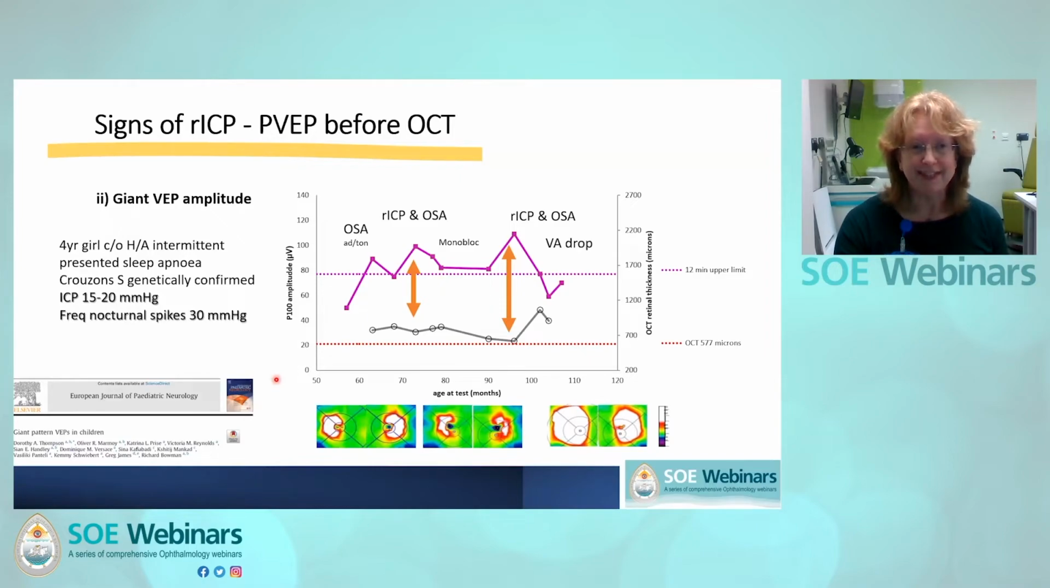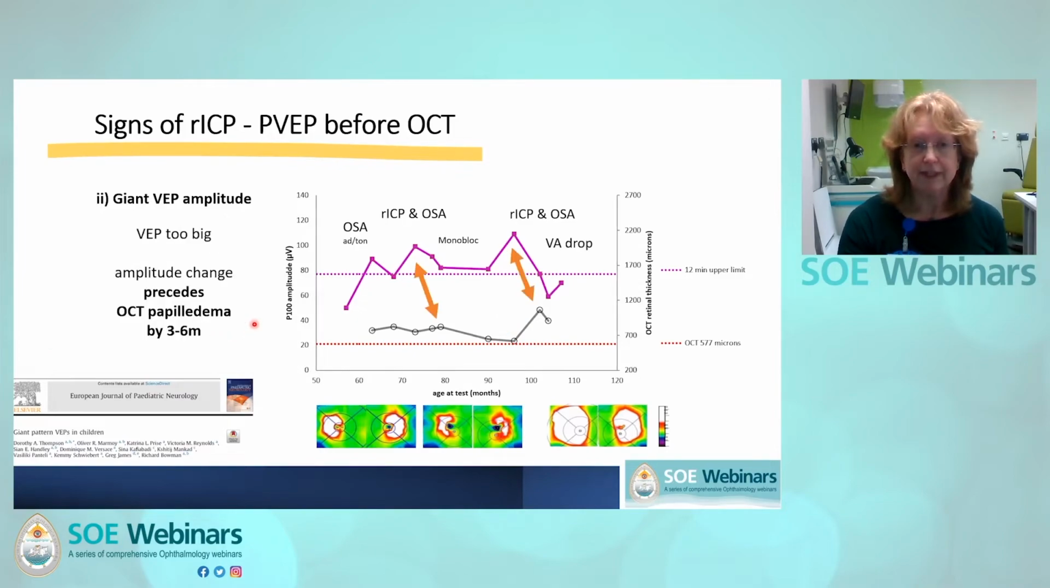But I wanted to include this because this was unexpected. These are giant VEP amplitudes. I've plotted amplitude here, and this 76 microvolts, that's the upper limit of the small check ISCEV response. And these are data from a 4-year-old girl who had sleep apnea. She was confirmed as having Crouzon's disease, and I've plotted her VEP amplitudes being giant, recovering a little bit, and being giant again. And her ICP measures were high.